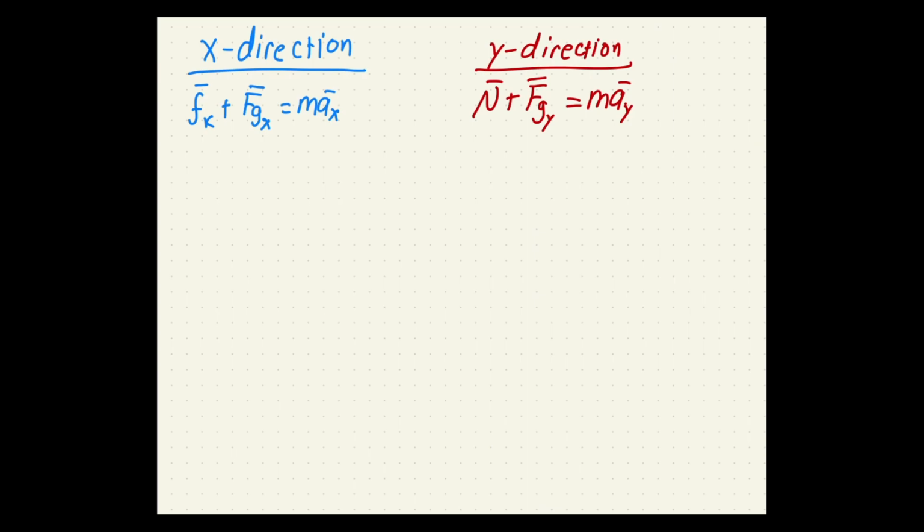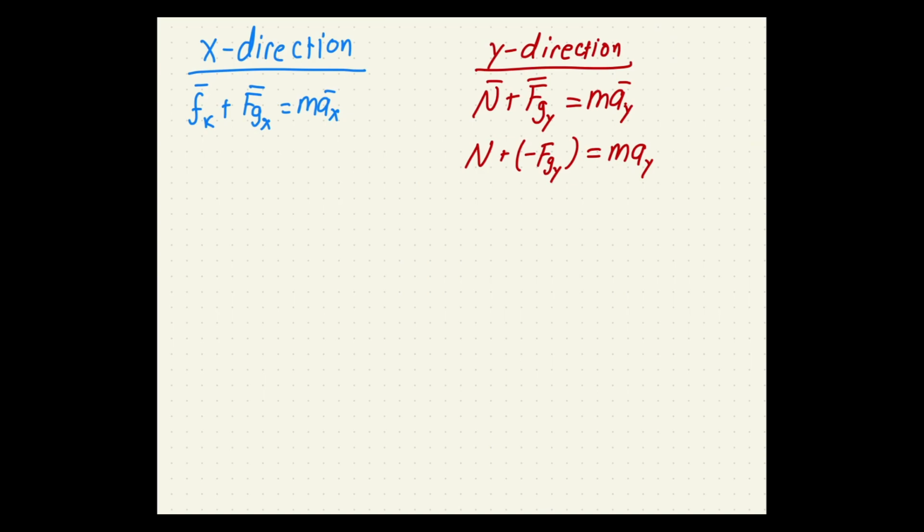Our normal force points in the positive y direction, so we'll give it a positive n. And our gravity force points in the negative y direction, so we'll call that negative Fgy. And this will be equal to m a sub y. These are now scalars because we pulled out the signs, the negative sign from gravity and the positive sign on our normal force. Those are our directional components.